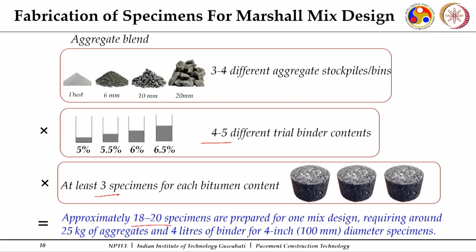So, in total you may require to prepare around 18 to 20 specimen batches, loose mix batches, out of which around 15 to 16 will be compacted, and the remaining will be loose mix for determination of your maximum specific gravity. So, usually for one mix design you may require around 25 kg of aggregates and 4 liter of binder.